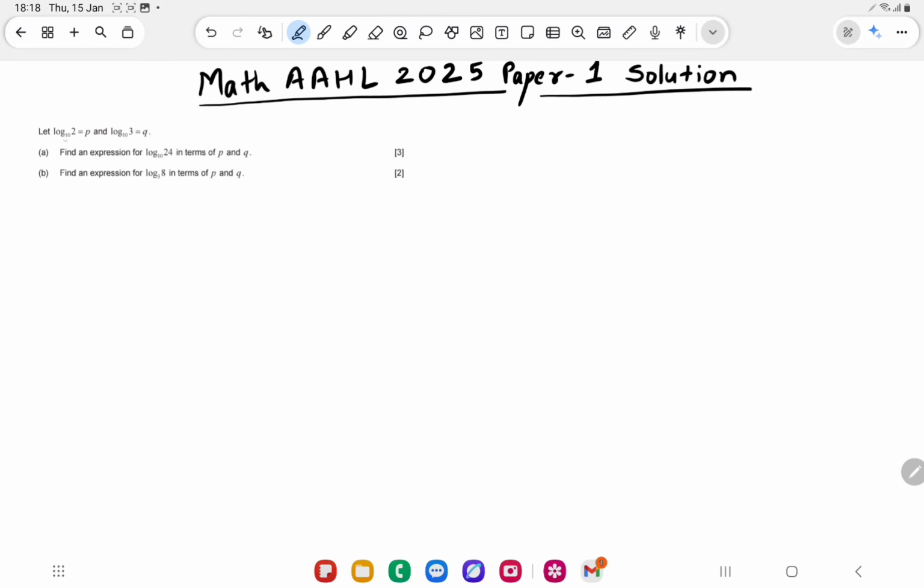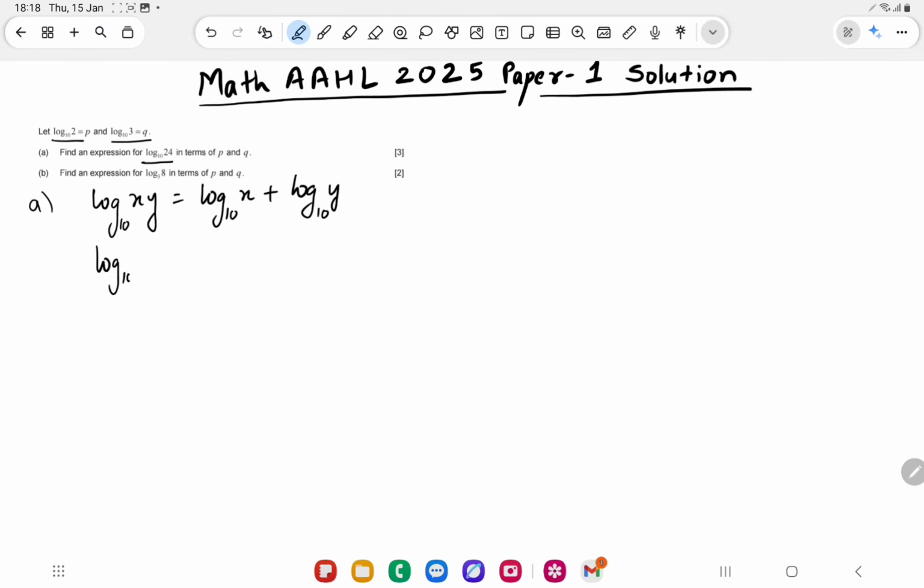Now in this question, log 2 is given to us as P and log 3 is given to us as Q. We have to find an expression for log 24 in terms of P and Q. So let's start with A part. First of all, we have to apply correct applications of log, which I can write as, if I have log xy with base 10, I can write it as log x plus log y. Both will be having base 10.